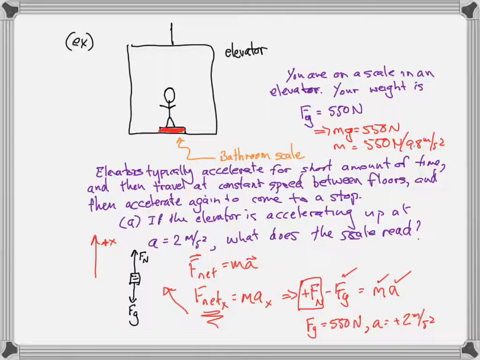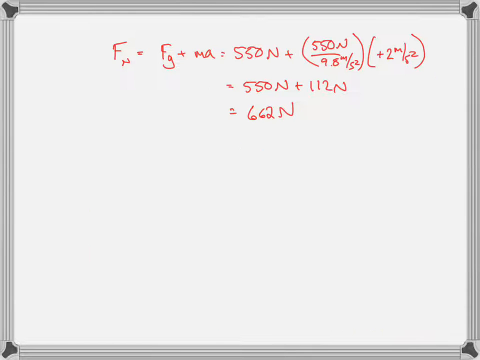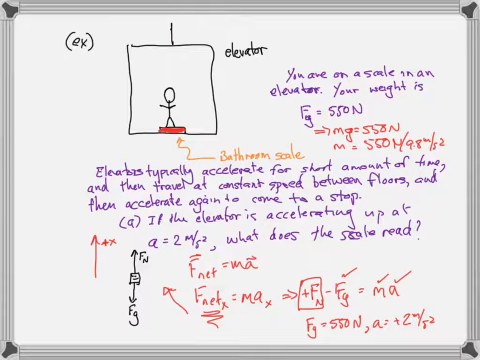But if the elevator is accelerating upwards, basically I am being pushed into the scale. Nope, that's wrong. The scale is being pushed into me because the elevator is being forced upwards. The scale is being pushed into me, so the scale is going to read something bigger. The result is that the scale reads 662 newtons, and that means that I feel heavier. When you accelerate upwards, you feel heavy.